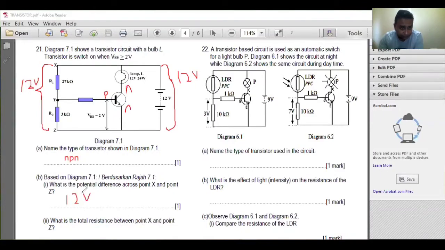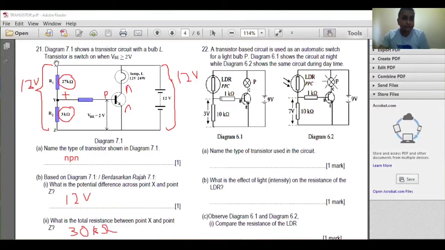So 12 volt. Now, what is the total resistance between point X and point Z? That means total from here to here. So 27 plus 3, so it will be 30 kilo ohm.